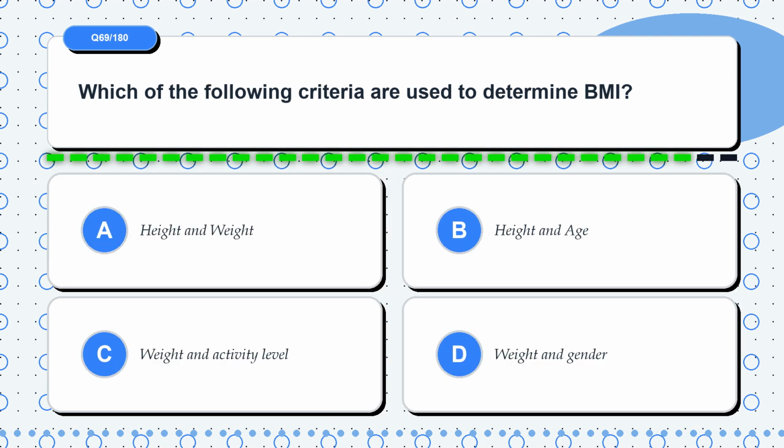Question 69. Which of the following criteria are used to determine BMI? Here are the options. Option A. Height and weight. Option B. Height and age. Option C. Weight and activity level. Option D. Weight and gender.